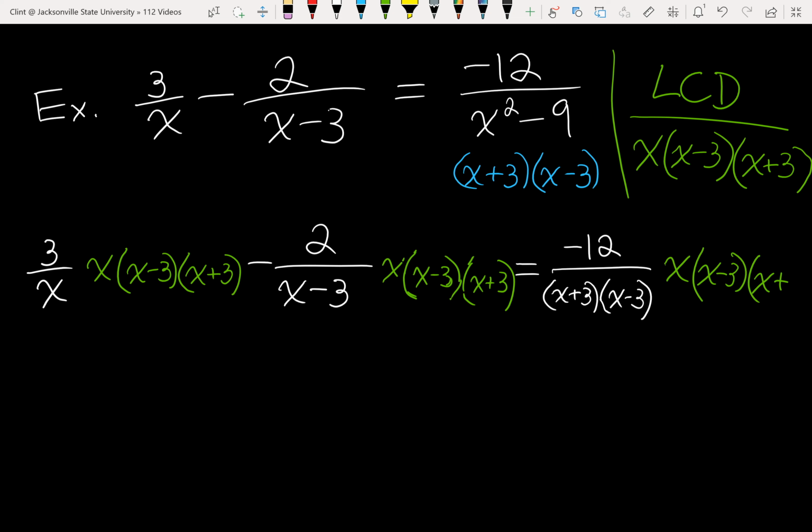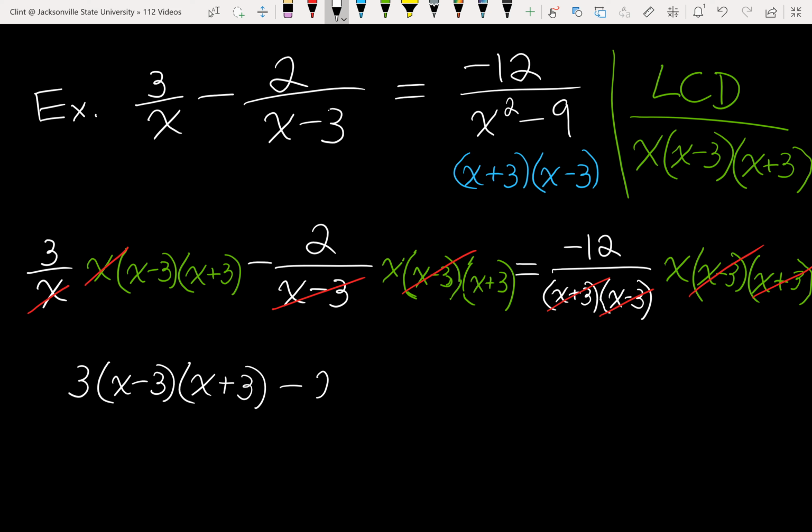Now we look to see what cancels. Sorry, I almost ran out of room there. In the first term, we've got an x and an x that cancel. In the second term, the x minus 3 cancels. And in the last term, look, the x plus 3 cancels and the x minus 3 cancels. Now we look at what we have left. We have 3 times x minus 3 times x plus 3. That's the most annoying one.